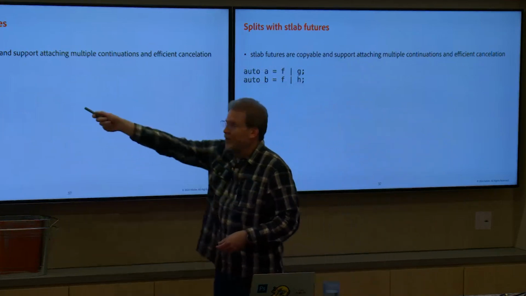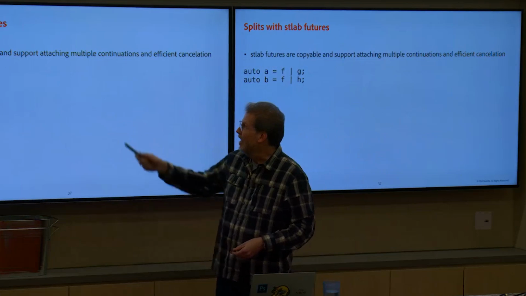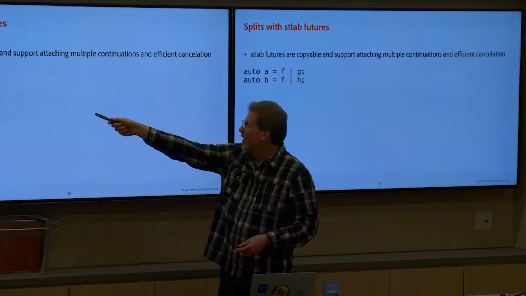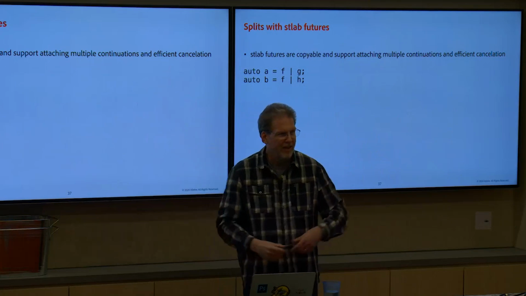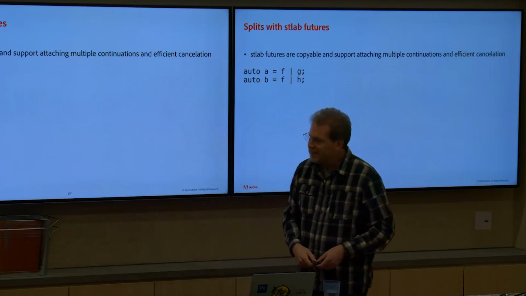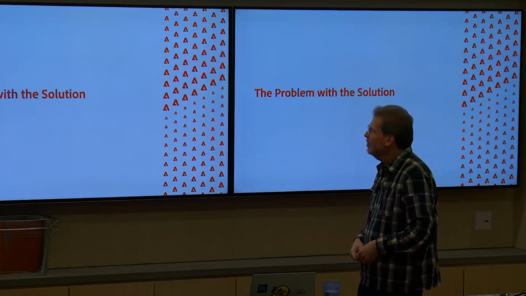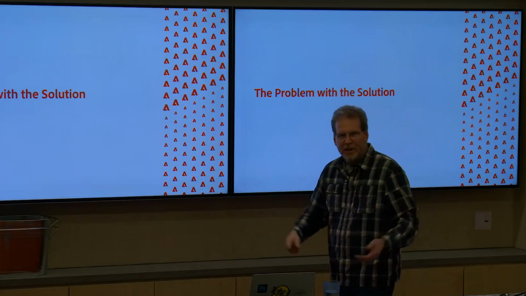And splits work great in STLab. You can just say, oh, pipe F to G and pipe F to H and get two futures out of it, and they work as you would expect. So what's the problem with this solution?